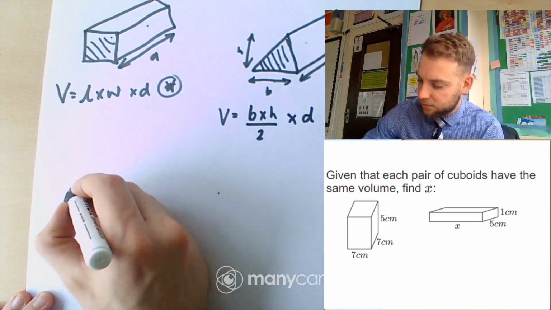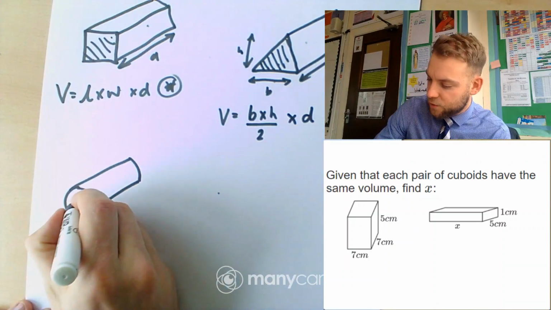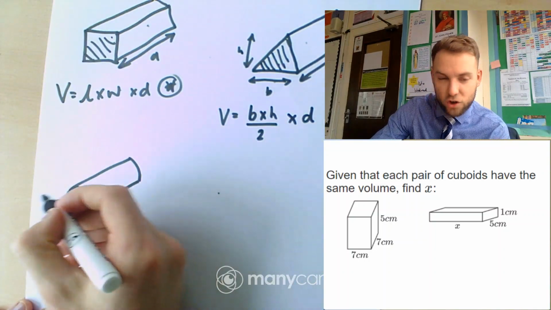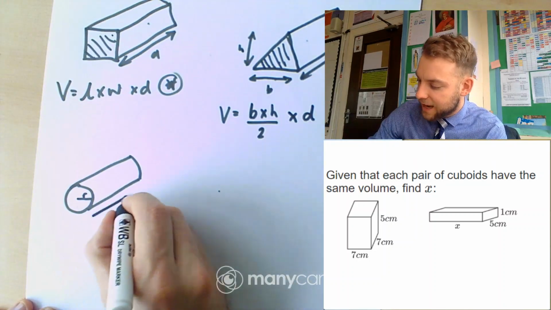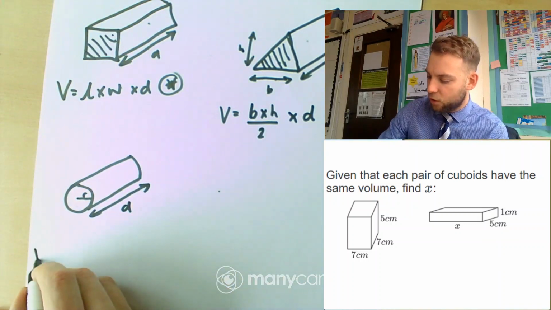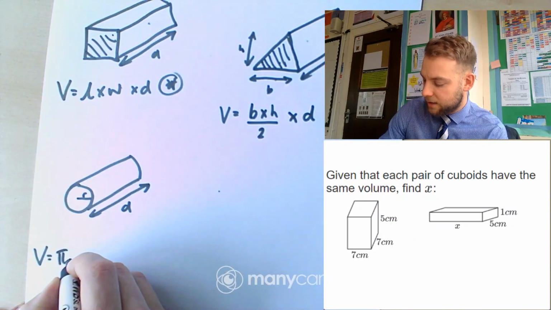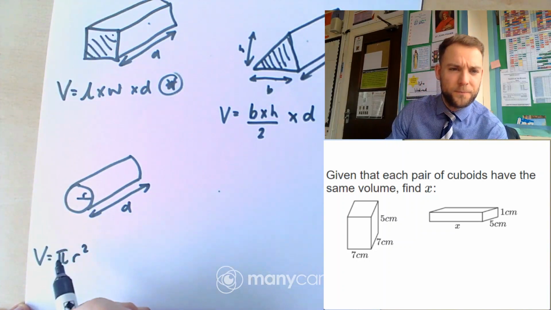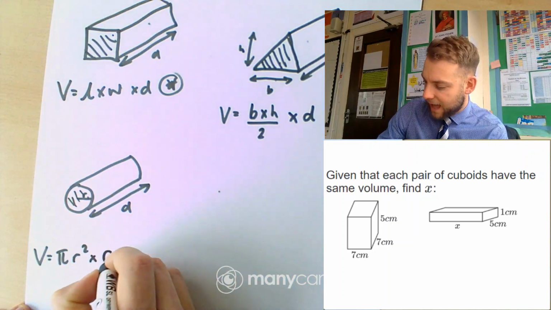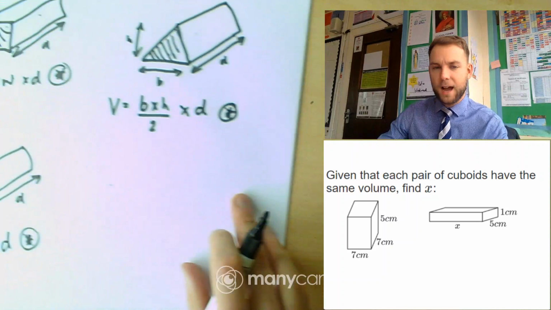We've also got a cylinder. And with this one, you've got your radius there, area of a circle, and your depth down here like so. So your volume in this one is equal to the area of the circle in the front, which is pi r squared, which is this here, times by your depth. And that's the starting point for a cylinder.